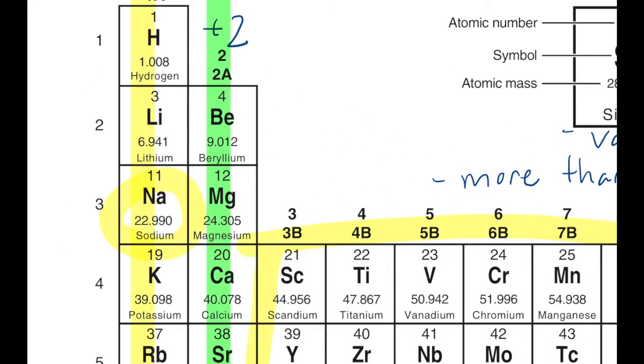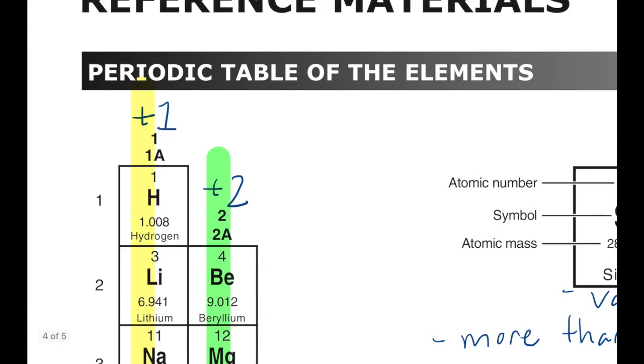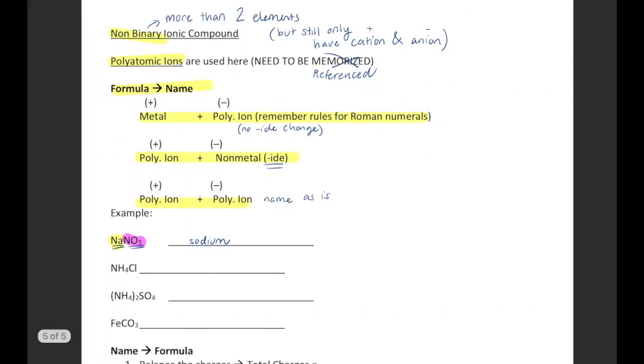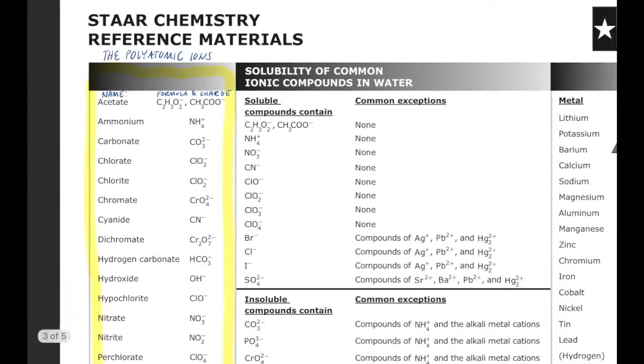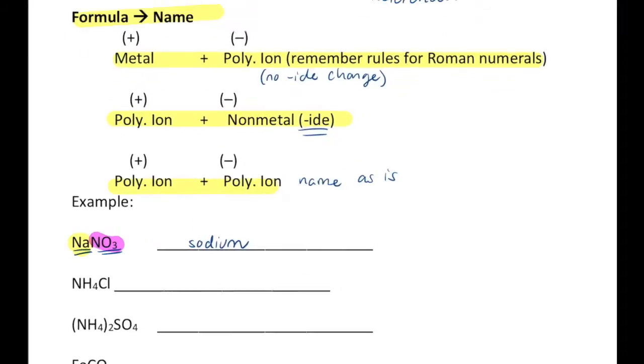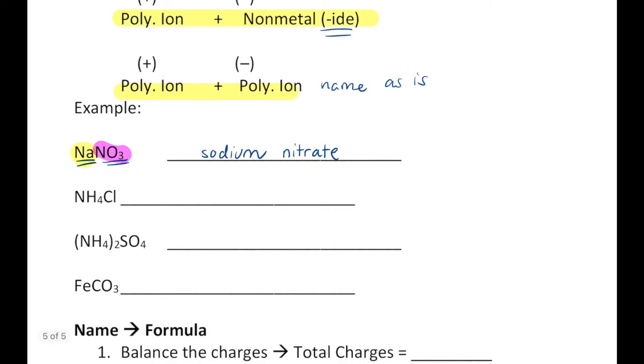Now we're going to look at that first example here. We do have an Na, which means we're not going to look at the Roman numeral. And then we have this NO3. NO3 is on our polyatomic ions list. Na is sodium. NO3, we can look that up really quick. I got a little lost on my iPad here. NO3 is down here. We see it's NO3 minus, and it is called nitrate, N-I-T-R-A-T-E. So the name here is sodium nitrate.